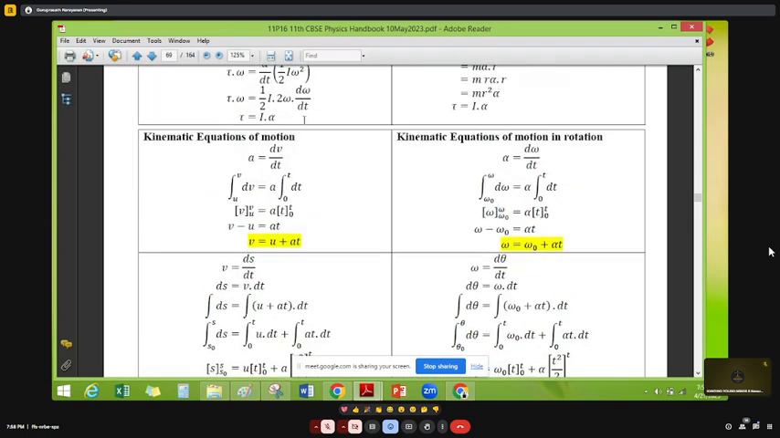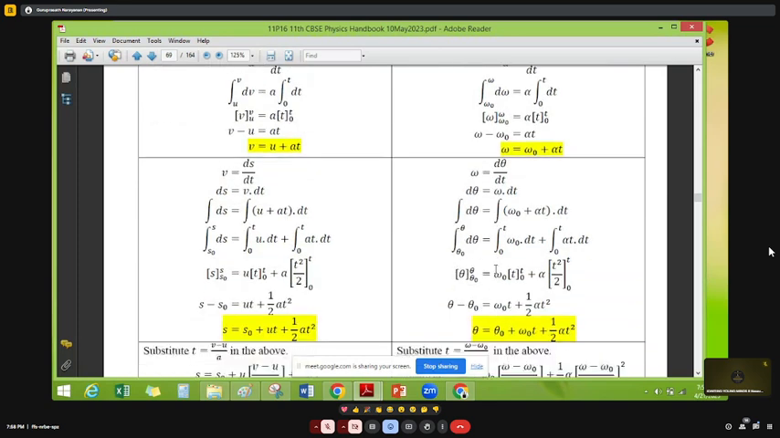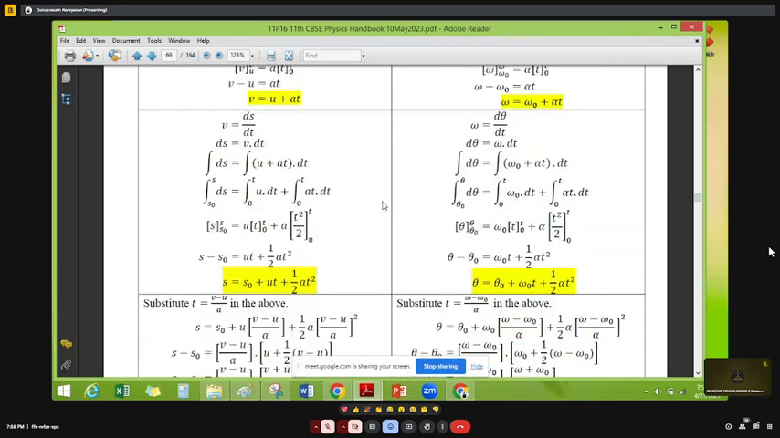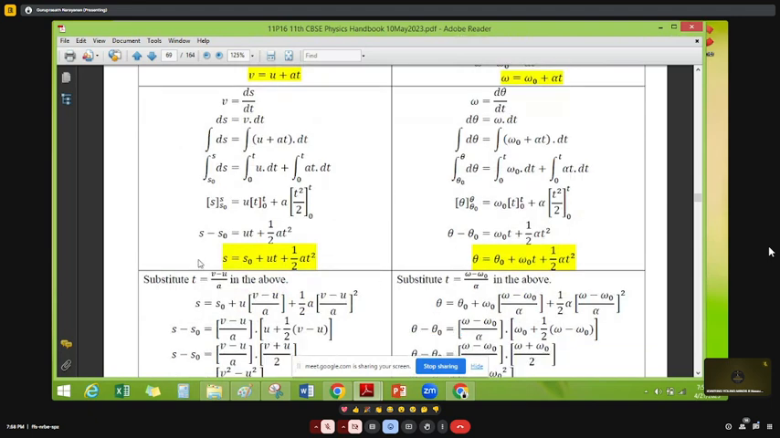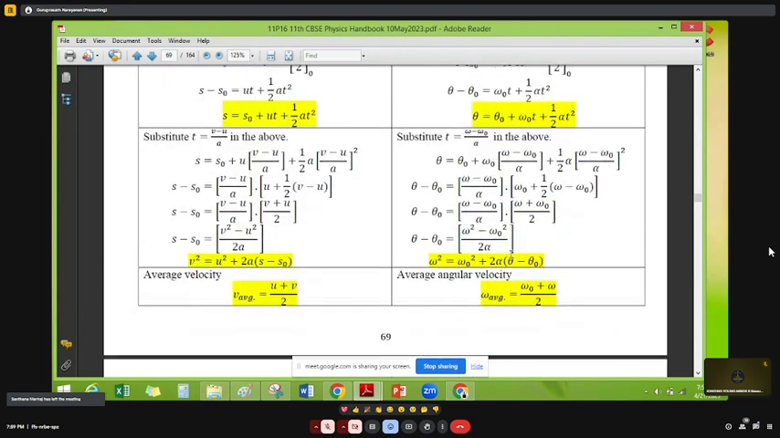So whatever you see in the linear motion, you can convert it into rotational motion. Okay, so if you study it side by side, it's very easy. s = ut + half at squared. In rotational motion, it will be theta = omega naught, initial angular velocity, into t, plus half alpha t squared. v squared = u squared + 2as. Here it will be omega squared = omega naught squared + 2 alpha theta. Okay.